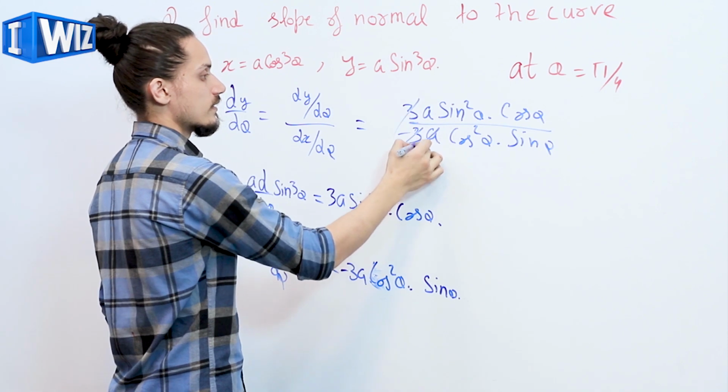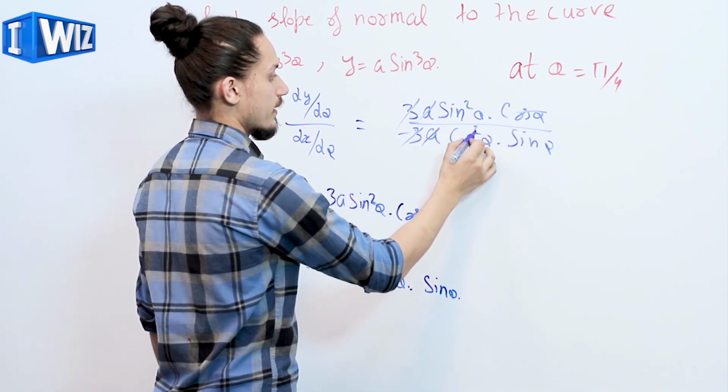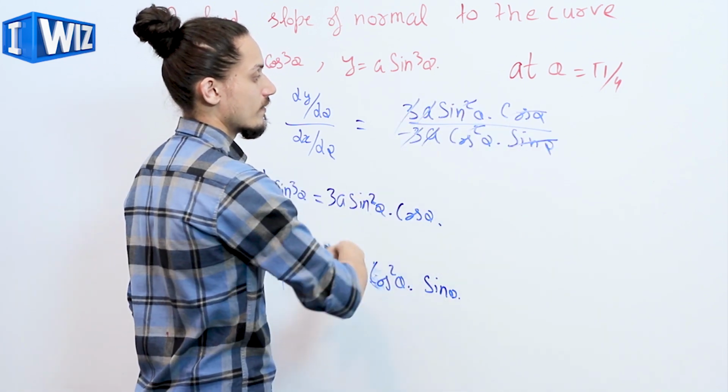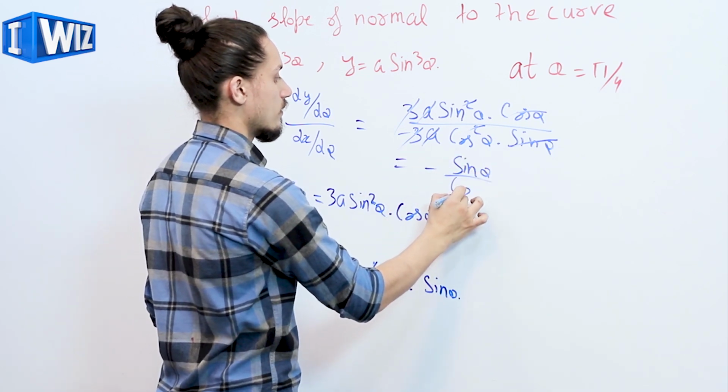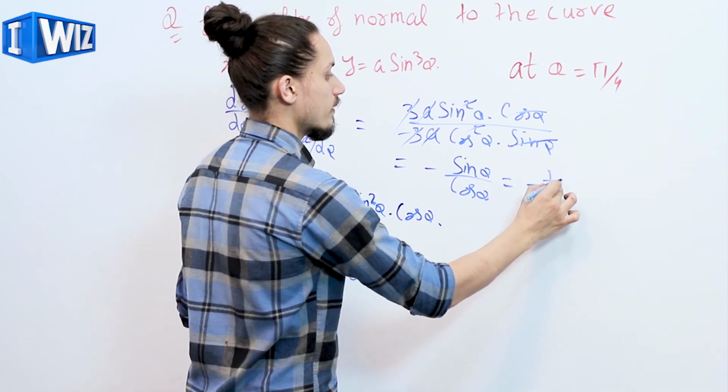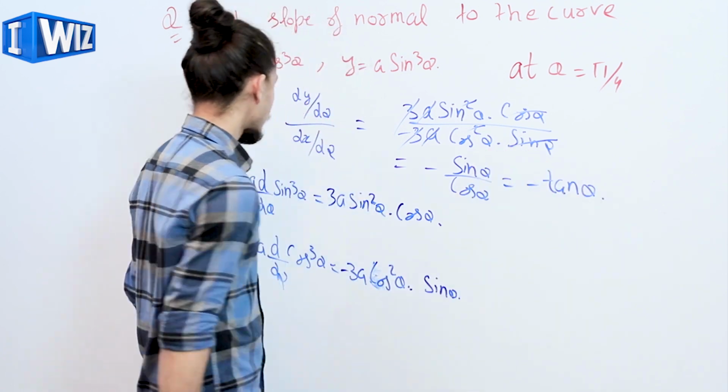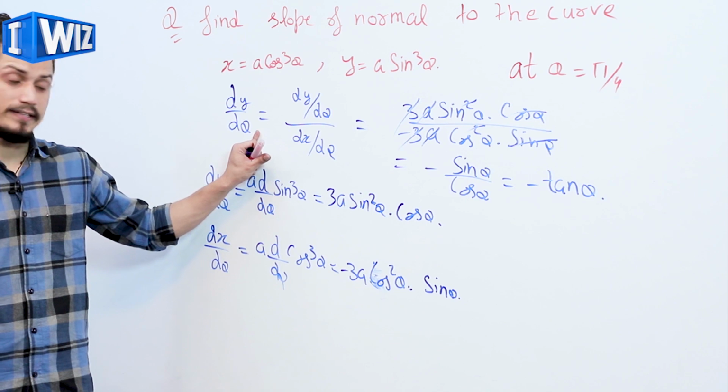3 से 3 कैंसिल, a से a कैंसिल, cos से a cos की वैल्यू कैंसिल, sin से a sin की वैल्यू कैंसिल, we get negative of sin theta divided by cos theta, which is equal to negative tangent theta. ये आ गई हमारे पास dy by d theta की वैल्यू.